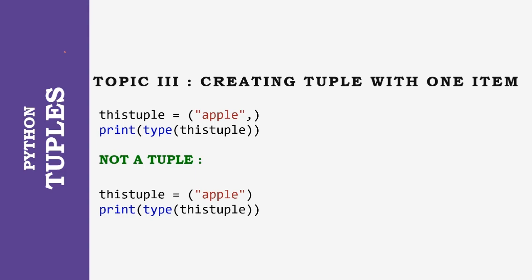Now moving forward, how can we create a tuple with just one item? To create that, you can see that here we have a single value, that is apple, and here you can see a tiny comma, and it plays a very big role in here.